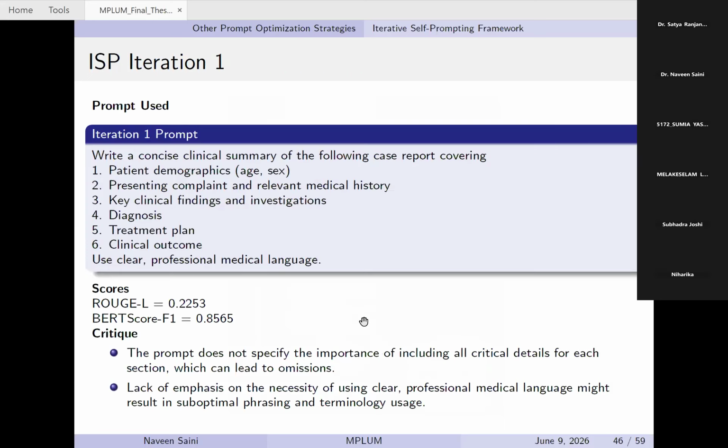Yes, any questions? Any questions? You can unmute.